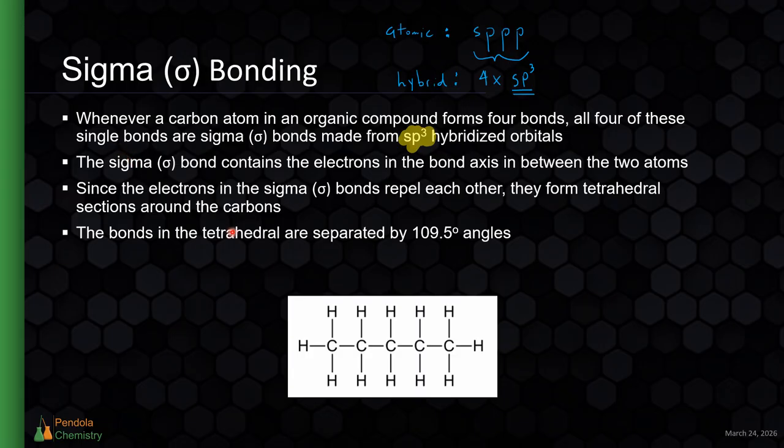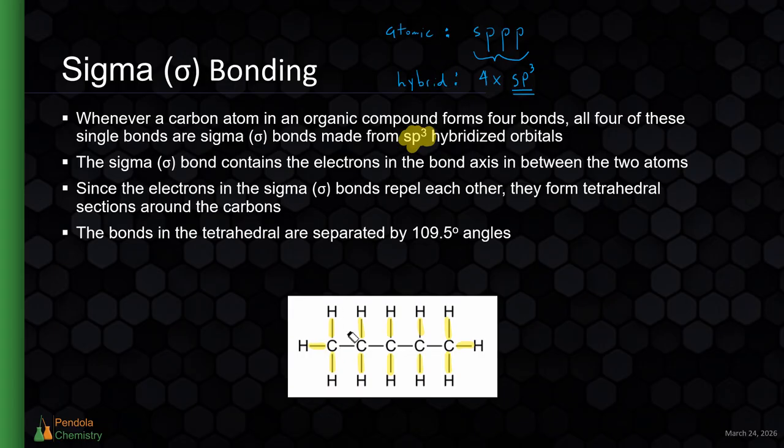So let me highlight a few things here. Every one of these bonds right here, these are all sigma bonds because they're all single bonds. Single bonds are always going to be sigma bonds. Now, I'm actually going to use two different colors here, now that I think about it. Because of how bonding happens, we have two different kinds of sigma bonds here.